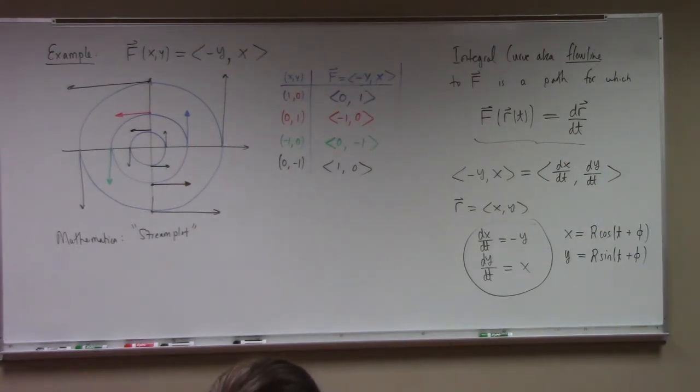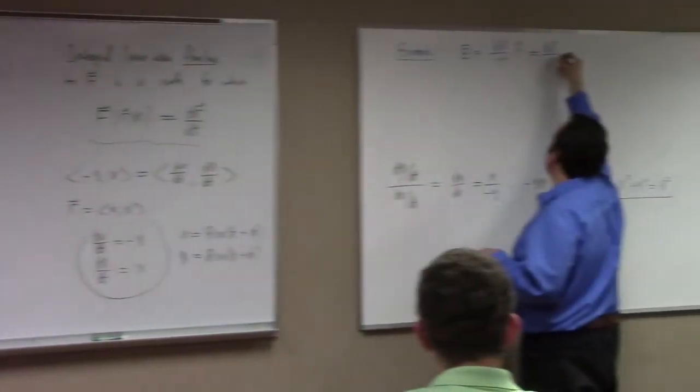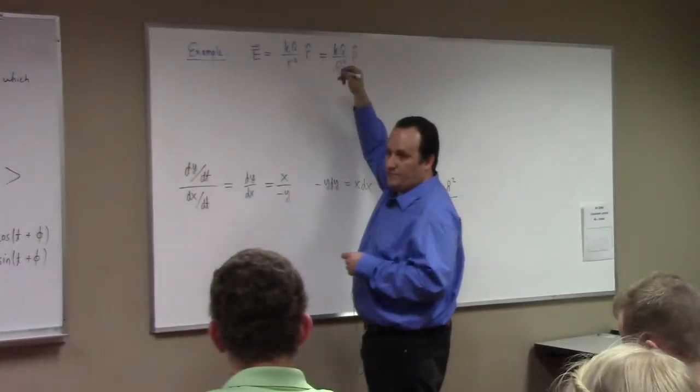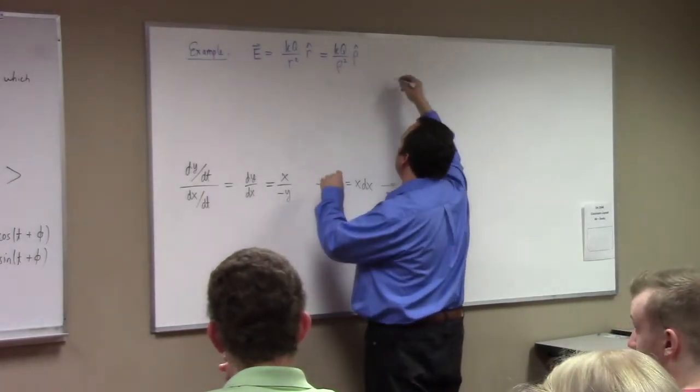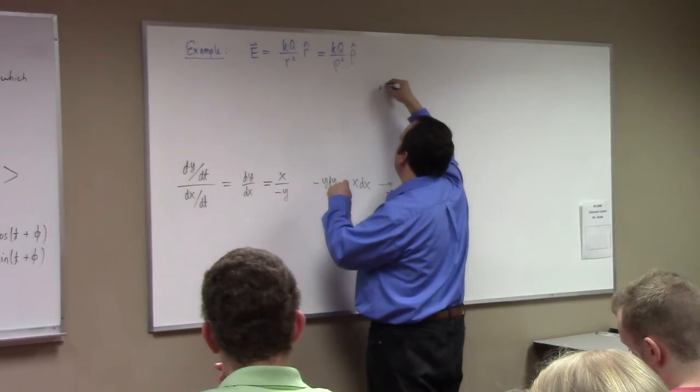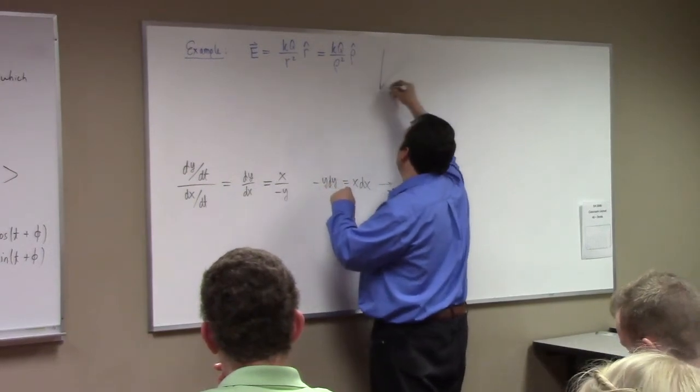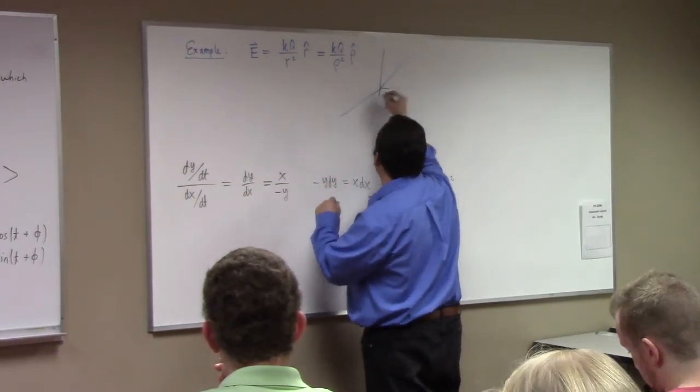The electric field is kq over r squared, r hat. And what that means is this r hat is really, okay, in our language, this is kq over rho squared, rho hat. That's actually what our notation is this semester for that. And so what that is, if I look at the origin, there's just field lines coming out every different which way.